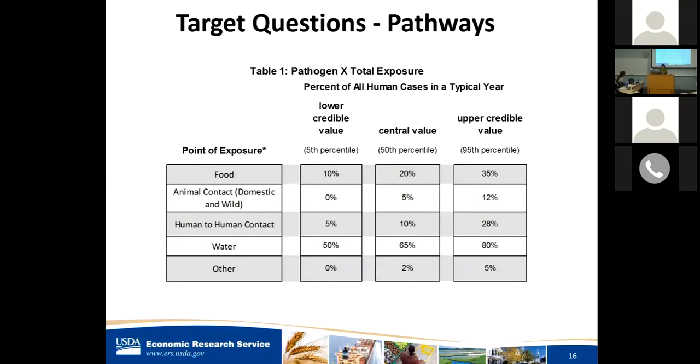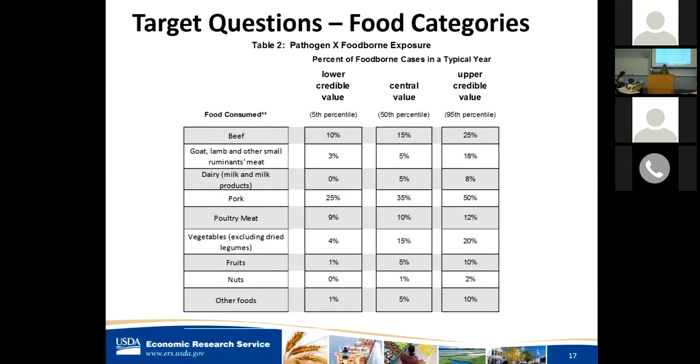It might be a pathogen. What is your best estimate, or interpreted as a median estimate, of the percent of exposure that was due to food versus water, for example? Or for foodborne illnesses, what percent was due to beef as opposed to other foods? And in addition to that, we asked for outer bounds on what you think it could possibly be. So that defined as a 95th and a 5th percentile estimate.